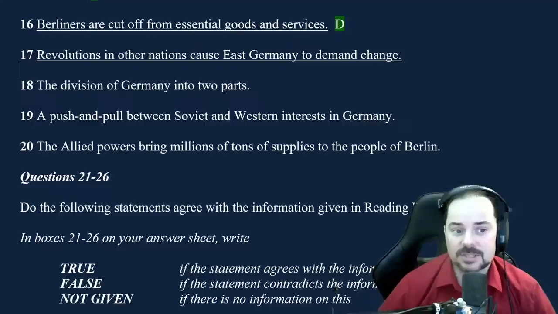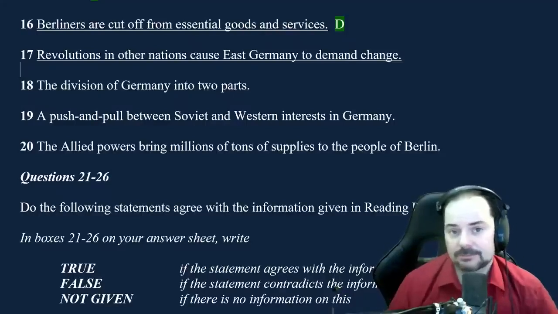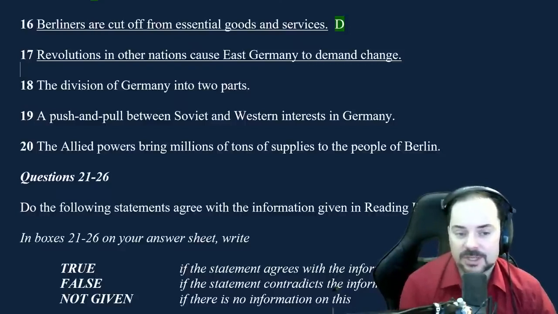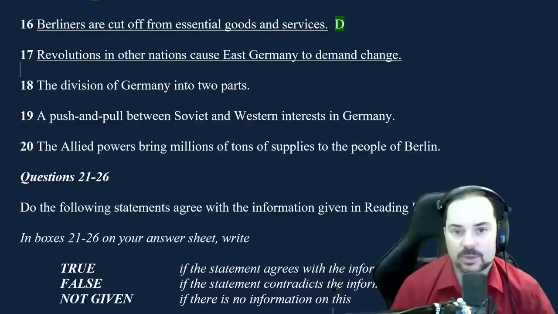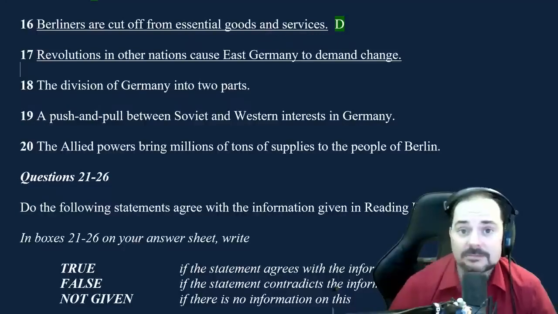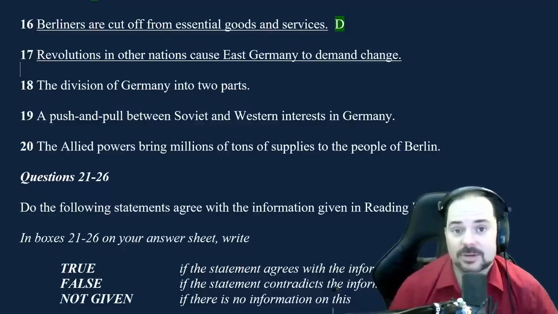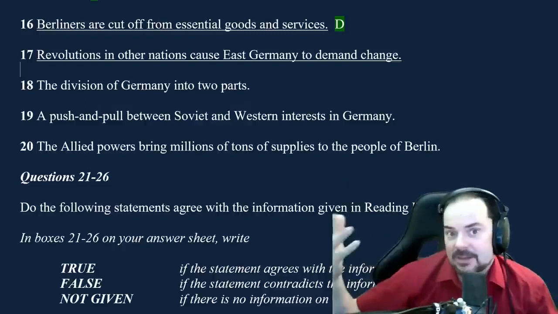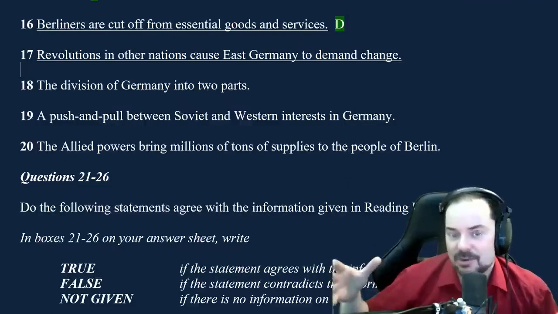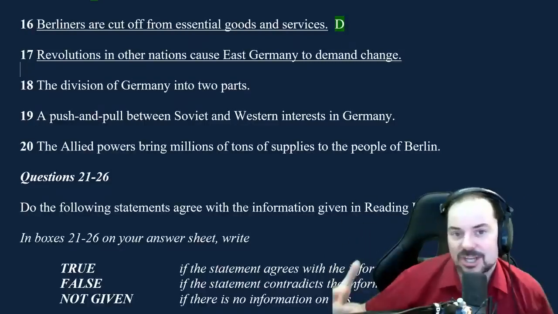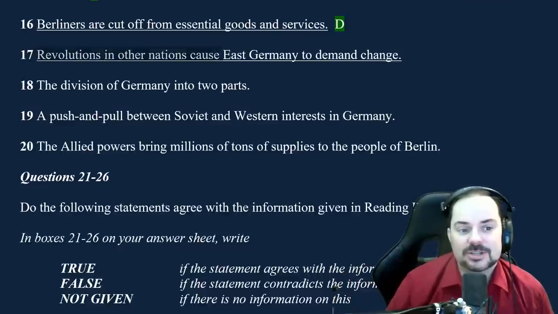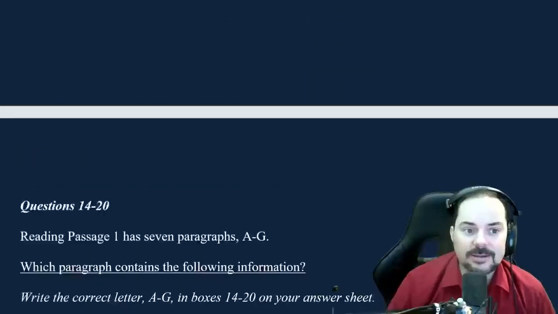So revolutions in other nations cause East Germany to demand change. If we're talking about the history of Berlin and Germany in the 20th century, when do you think this is happening? At the start, in the middle, or the end? Somewhere at the end. Yeah, that makes sense, right? That's kind of the climax of the story. Change happens, right? That's always kind of the end of the story. There's a situation, there's a problem, there's some kind of conflict, a solution, and change happens. So when you see revolutions cause East Germany to demand change, it makes sense that it's somewhere near the end. Yeah, absolutely.